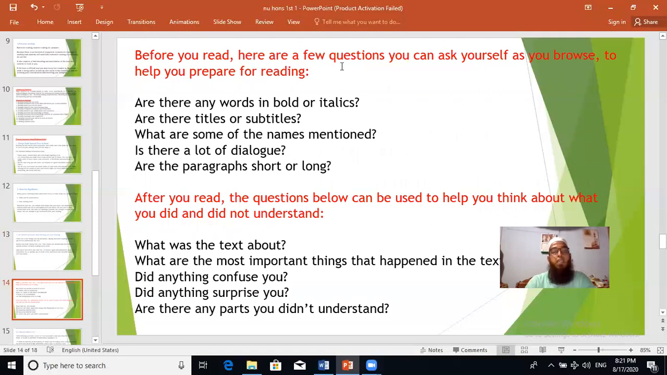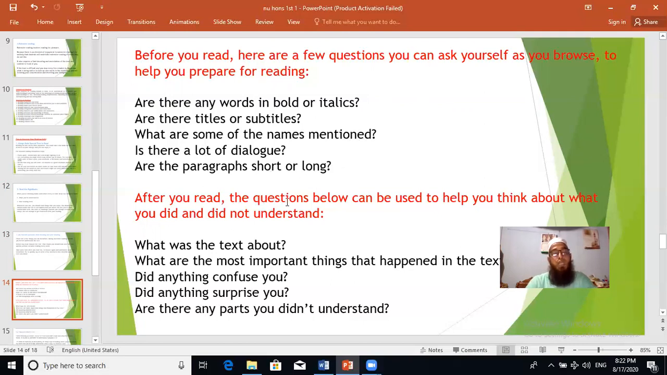Before you read, here are a few questions you can ask yourself as you browse to help you prepare for reading. Before you start reading, you may ask these questions. Are there any words in bold or italics? Are there titles or subtitles in the passage? What are some of the names mentioned there? Is there a lot of dialogue? Are the paragraphs short or long? So these are the questions you may ask before starting reading.